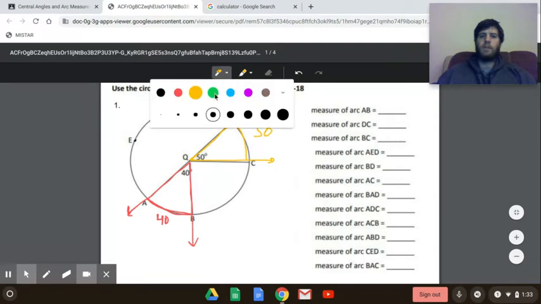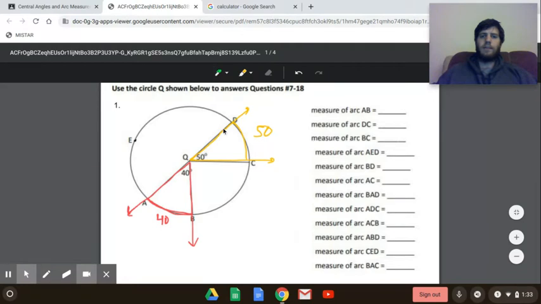We see that this one here, AED, is a semicircle. So AED here is going to be 180 degrees. It's a straight line, right? So it's a 180 degree angle. Angle AQD is a 180 degree angle. It's a straight line or a straight angle. So this is 180.